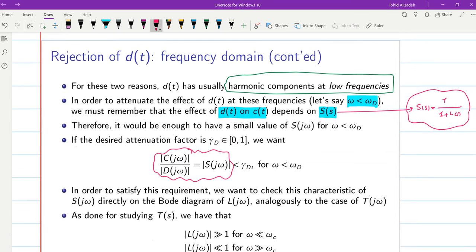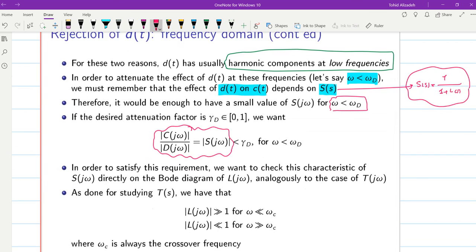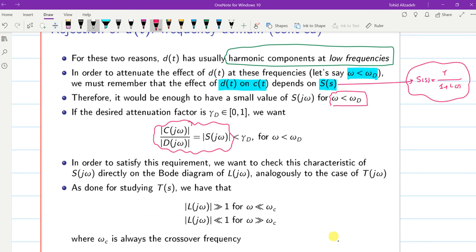Therefore, we need to have the amplitude of S of j omega being small for this range of frequencies. If we want to have the attenuation factor as gamma_d, which is between 0 and 1, then we need to have this amplitude of S of j omega being smaller than gamma_d for the range of frequencies that we have.